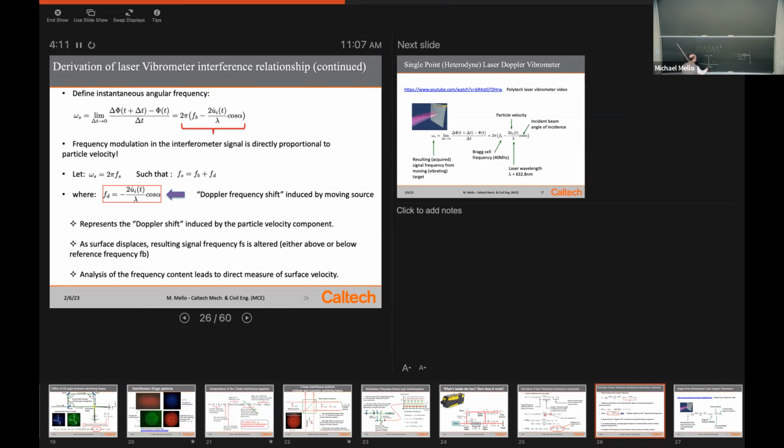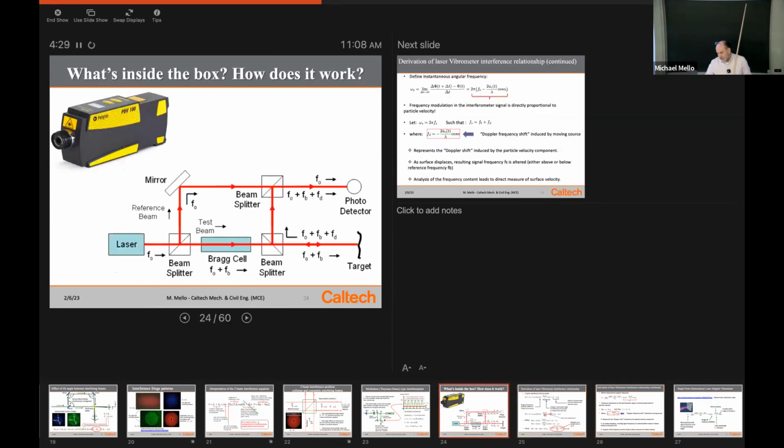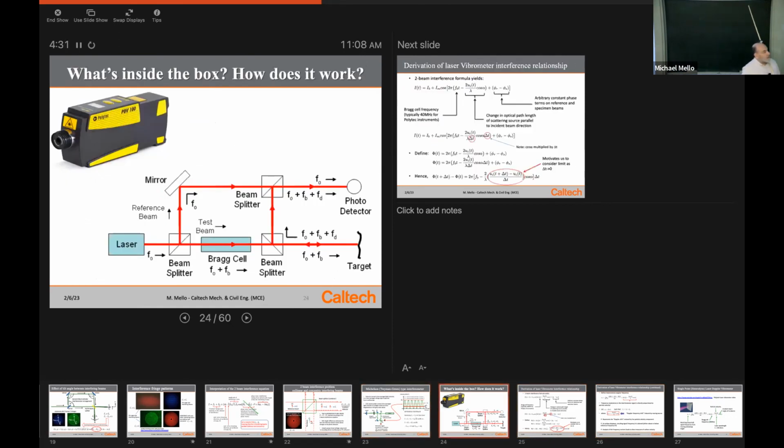This is called heterodyning. I wrote the word once, and I just want to mention it. This is how you get out of this ambiguity of how do I know if my surface is moving forward or backward, okay? It's a very important aspect of interferometry, and it's done for you with the benefit of this Bragg cell, and you could read about a Bragg cell and how it works, okay? Bragg cell is able to put this characteristic frequency on the signal. All right, so that's the laser vibrometer.